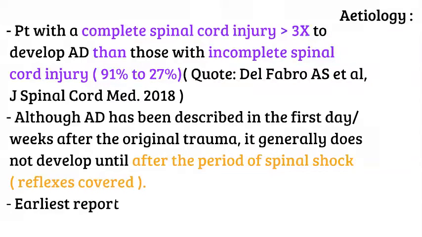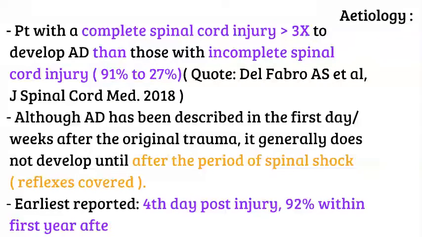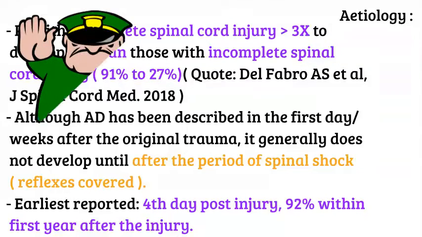Although autonomic dysreflexia has been described in the first days or weeks after the original trauma, it generally does not develop until after the period of initial spinal shock, whereby the reflexes have recovered. The earliest reported case of autonomic dysreflexia is at the 4th day post-injury, and usually around 92% occur within the first year after the injury.